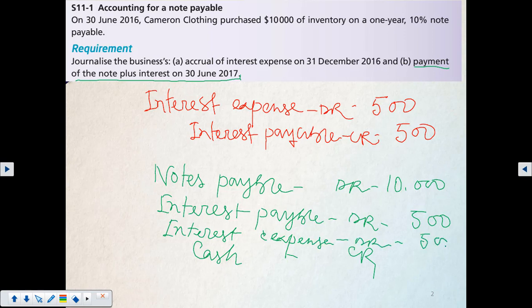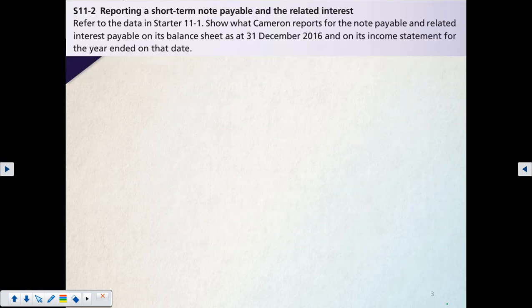That's going to be $500, and that's going to be $1,000. Okay. It's $11,000. Okay. Any question with this? Okay. Let's do this one.